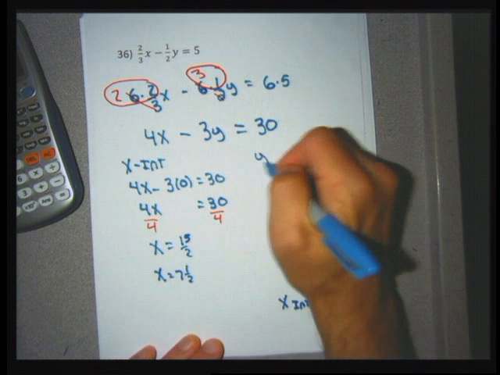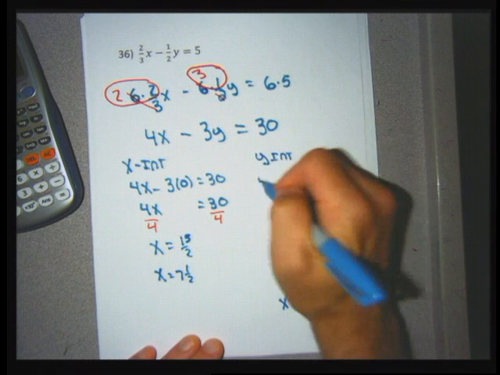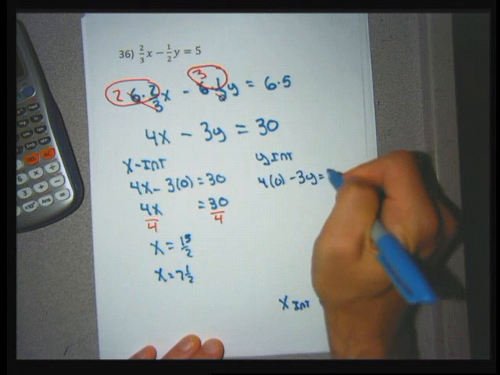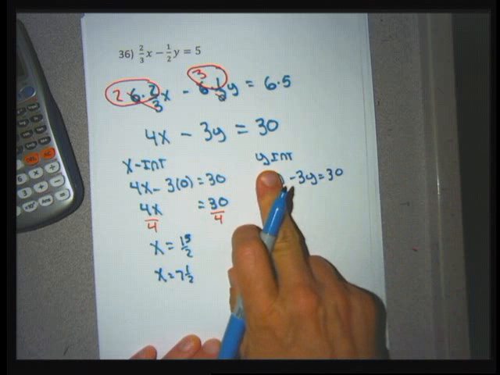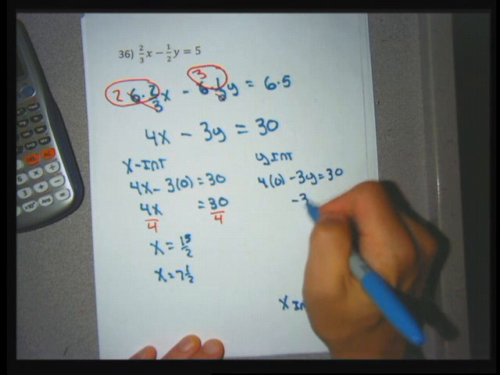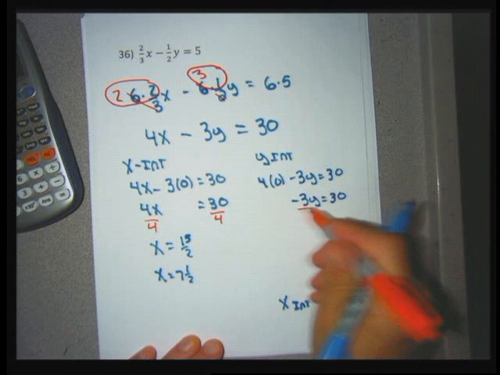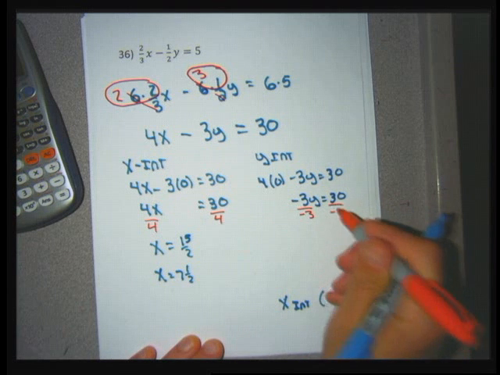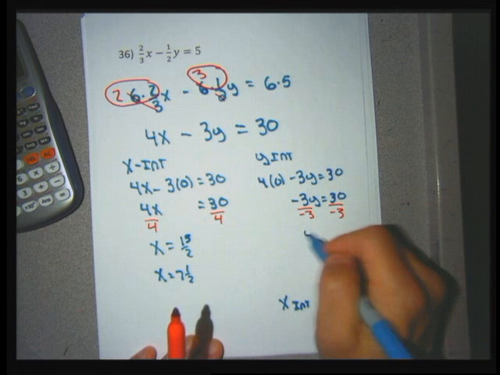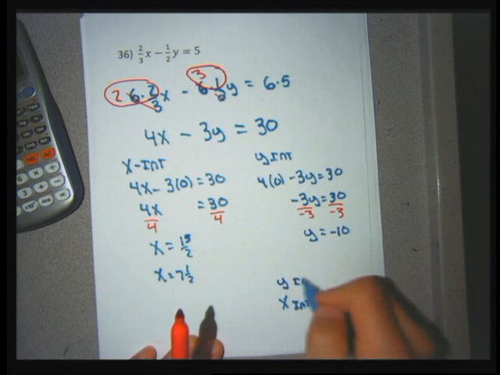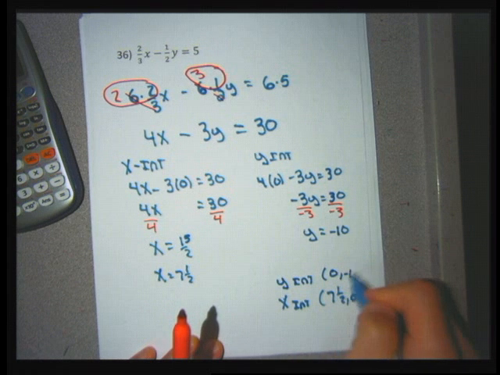For the y-intercept, I'm going to go 4 times 0 minus 3y equals 30. This whole piece is going to zero out. It's going to leave me with minus 3y equals 30. I'll divide both sides by negative 3. And I'm going to get y equals negative 10. So for the y-intercept, it's going to be the point 0, negative 10.